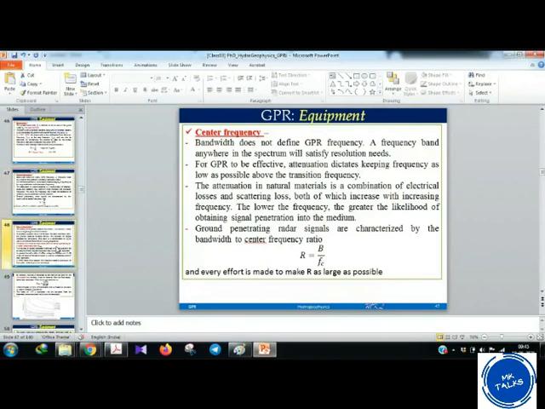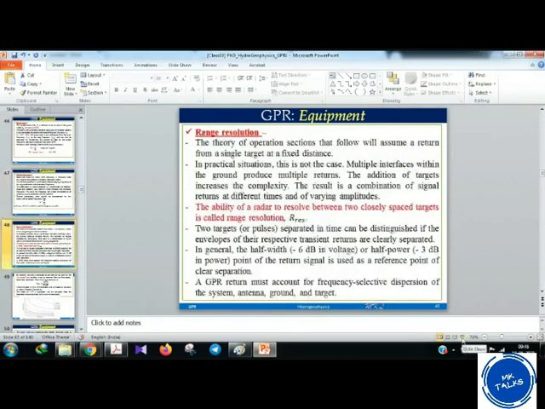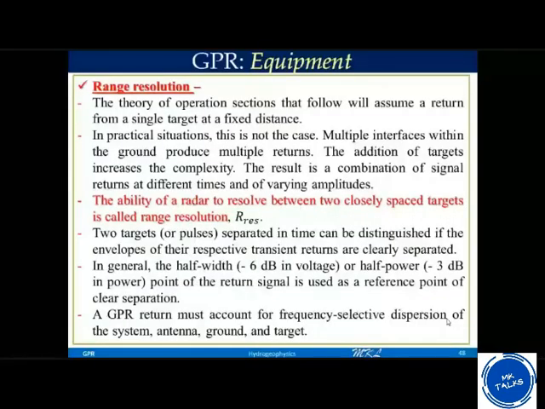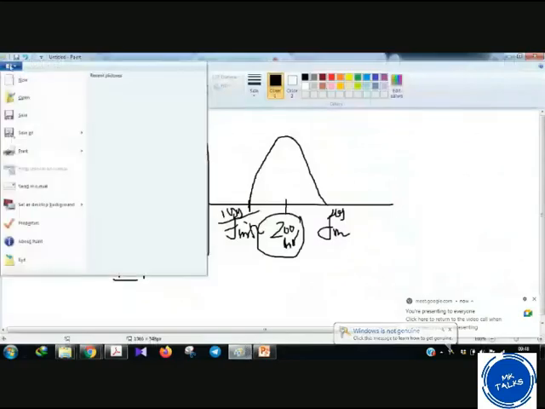Now range resolution. The range resolution is the ability of radar to resolve between two closely spaced targets. What do you mean by resolution? I want to describe it.